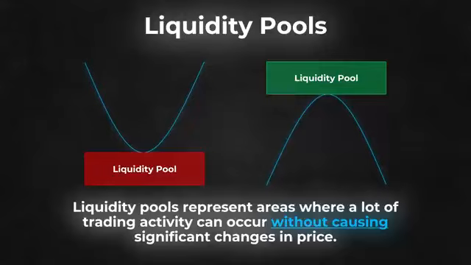So right above highs is a great opportunity for the smart money to go short, and right below lows is a great opportunity for the smart money to go long. Liquidity pools represent areas where a lot of trading activity can occur without causing significant changes in price.